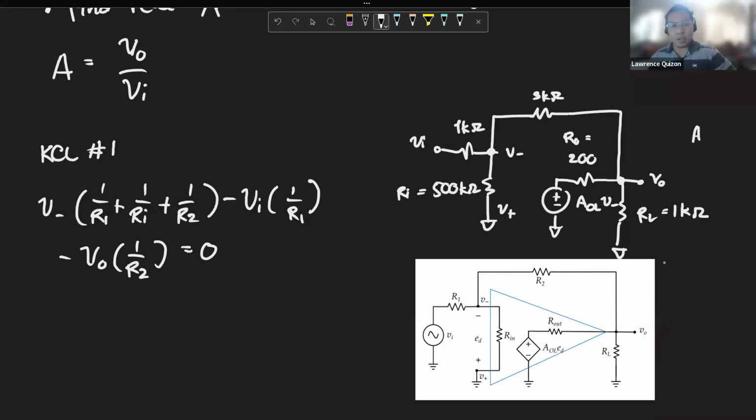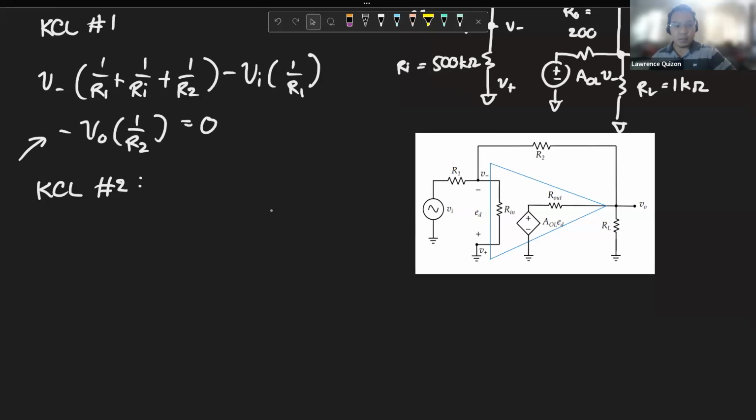Right? So does this KCL make sense? I factored it right away, because essentially by superposition, what you get is the currents from V minus going against the currents that are due to V in and V out. That's KCL number 1. We have KCL number 2, which is at the node V out.